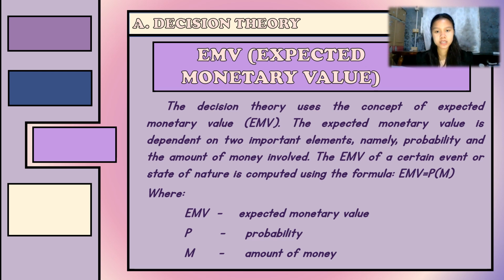The decision theory uses the concept of expected monetary value. The expected monetary value is dependent on two important elements, namely, the probability and the amount of money involved. So, para makuha yung expected monetary value, yung probability ay imumultiply sa amount of money. So, kung titignan nyo yung solution, yung planting wheat ay may expected profit na 7,600 pesos, while planting corn ay may expected profit na 7,100 pesos.